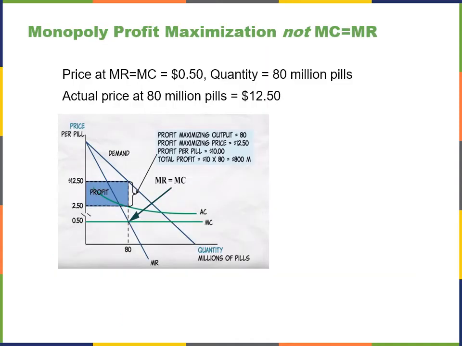Here we see that the price per pill is 50 cents at the point where marginal revenue, that is MR, equals marginal cost, MC. But at this quantity, the monopolist can charge a much higher price of $12.50 because there's no competition to force the price down. So profit maximization for a monopolist can be achieved by selling the product at the price on the demand curve for that quantity, and not the lower price where MC equals MR. Now let's watch the video to see more about this big markup.